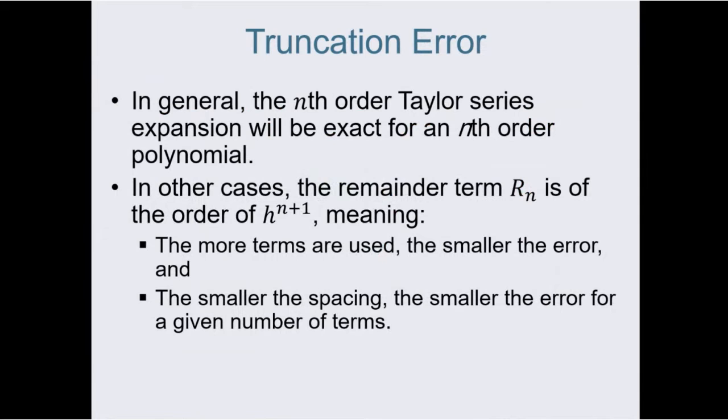So in general, the nth order Taylor series will be exact for an nth order polynomial. Wherever you stop, we'll have a remainder term which is of the order of h to the power n plus 1, which means that the more terms we add, the smaller will be the error. And also it means the smaller the spacing, the smaller the error for a given number of terms.